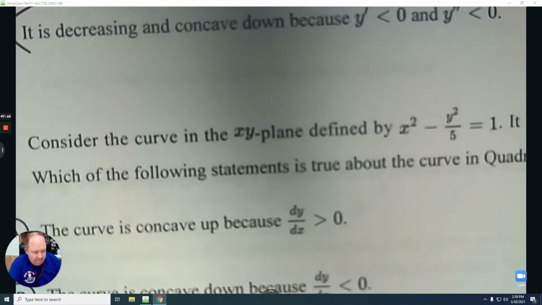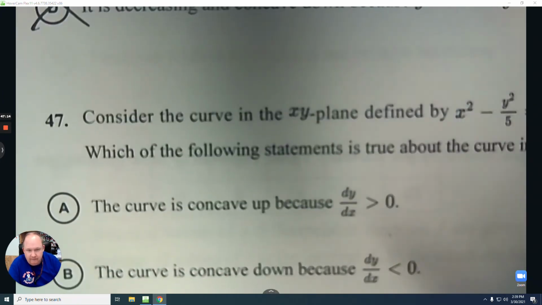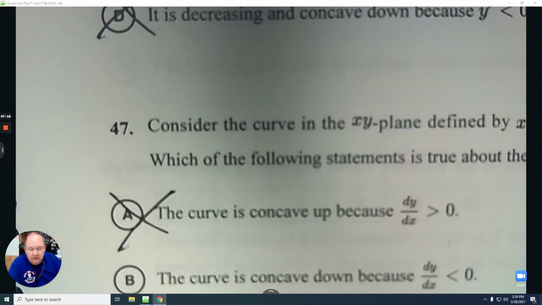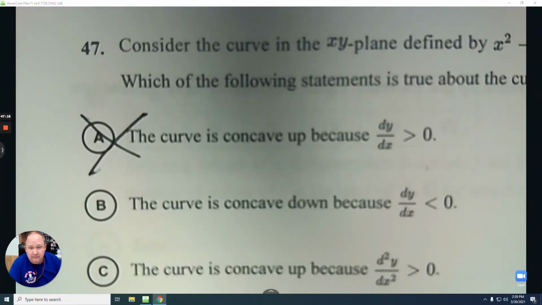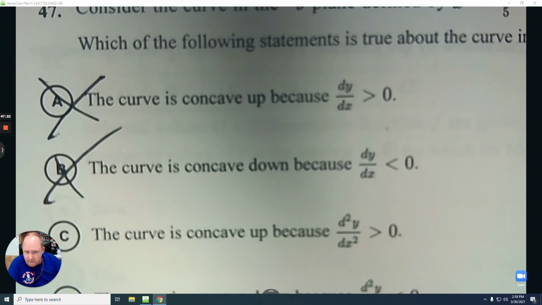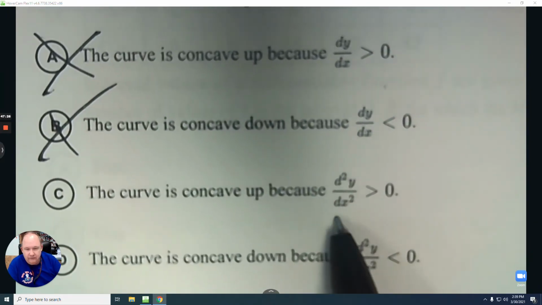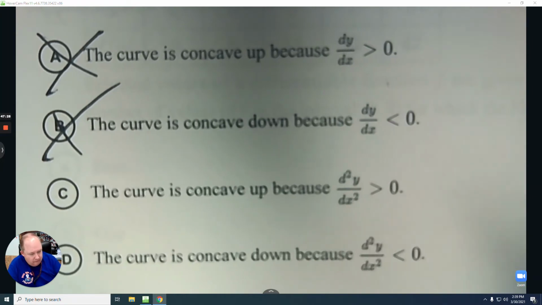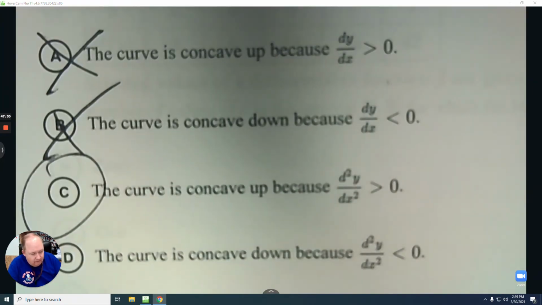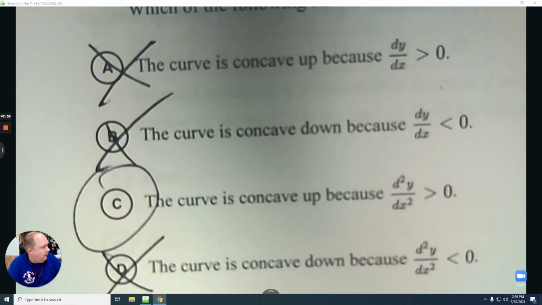Let's see. The curve is concave up because the first derivative is greater than... Nope. Concave up has to be the second derivative. Same thing with B. Concave down because of the first derivative is wrong. The curve is concave up because the second derivative is greater than 0. That one I agree with. The curve is concave down because the second derivative is less than 0. It is not. So the answer is C.